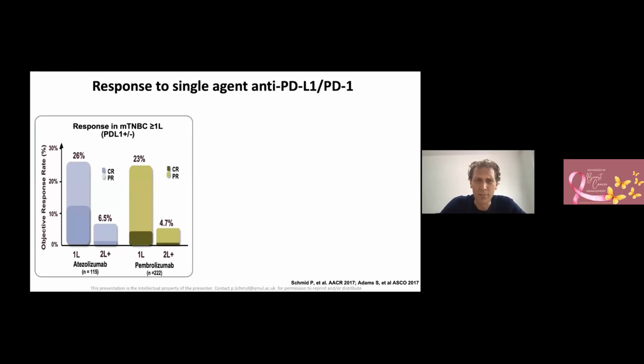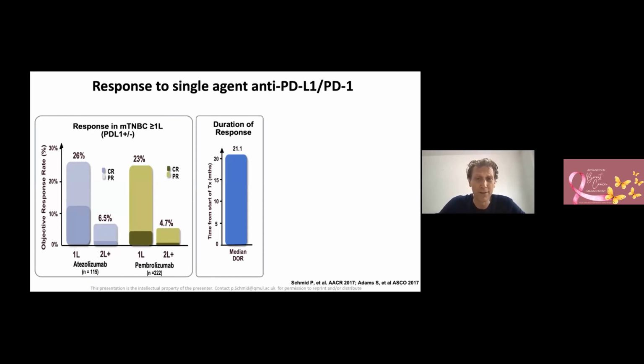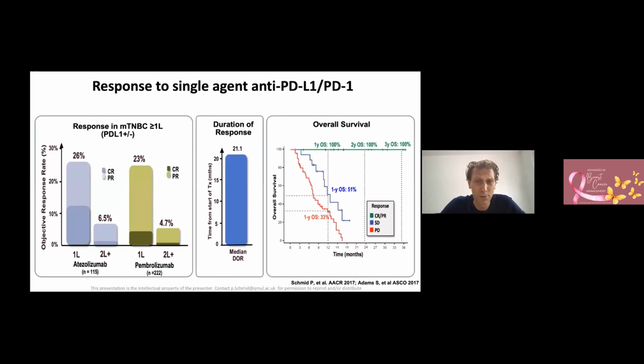The third learning we had from the single agent studies is that patients who do respond often have a transformative benefit. For example, the median duration of response with atezolizumab was 21 months in our trial. And it wasn't surprising that patients who responded, in green, had a long survival compared to patients who had stable disease in blue or had progressive disease in red.